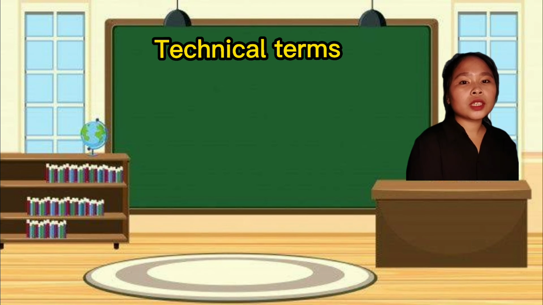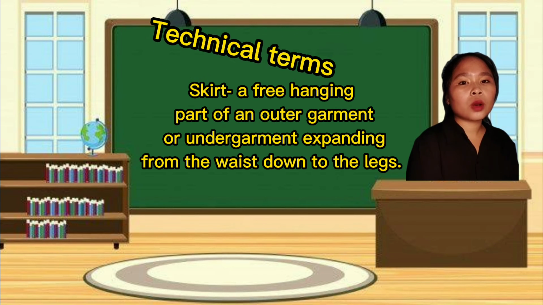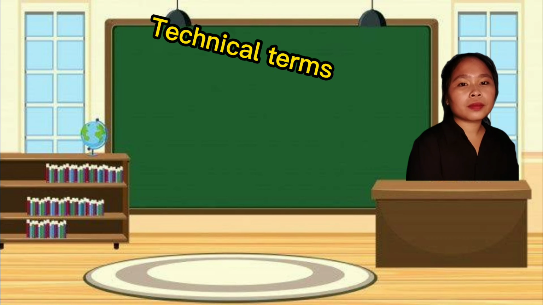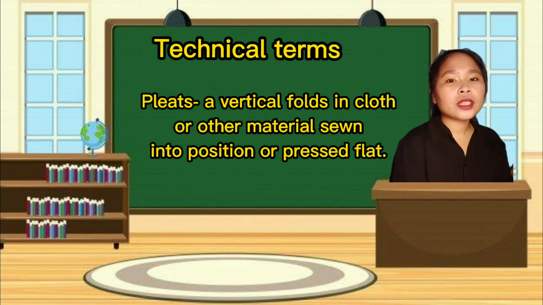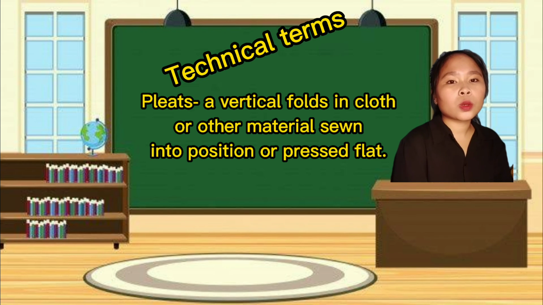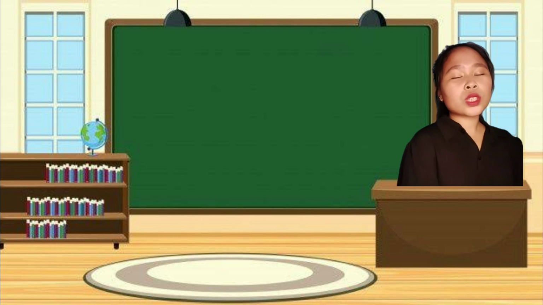Technical terms: skirt, a free hanging part of an outer garment or undergarment expanding from the waist down to the legs. Pleats, vertical folds in a cloth or other material sewn into position or pressed flat. And that concludes our talk.